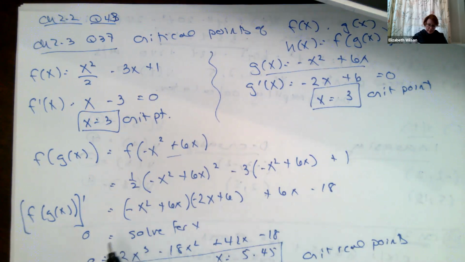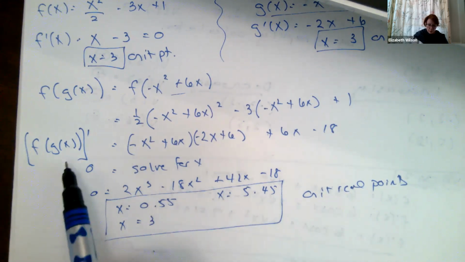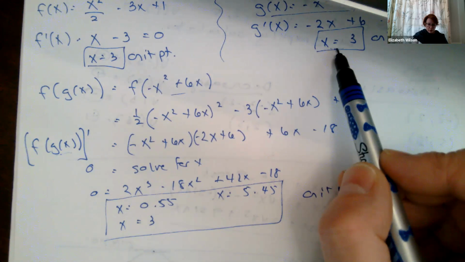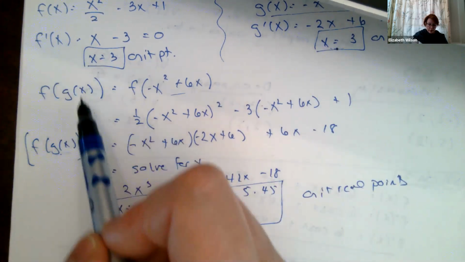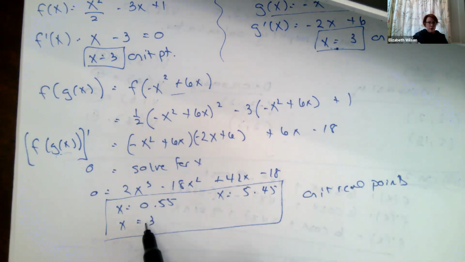So I needed to have a critical point from my combination, and a critical point from my g of x. My g of x had x equals 3. My bigger function f of x had x equals 3 as a critical point. So if that wasn't included here, I needed to include it in my critical points. I have a critical point from their composition and I have a critical point from their individual functions.